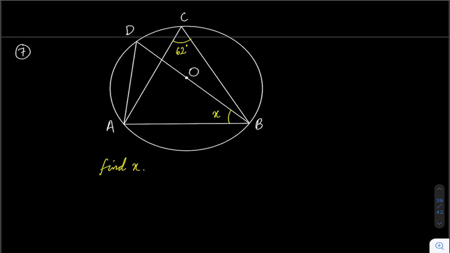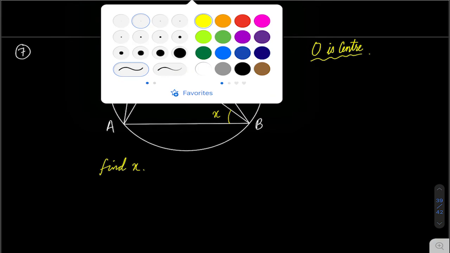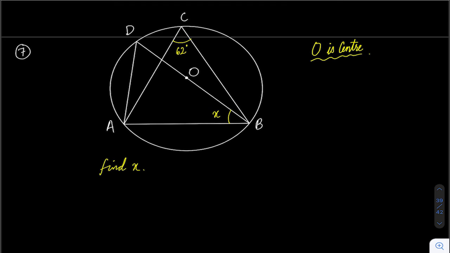7th question. So some angle C is given. We need to find this angle DBA, that is X, and O is center. Okay. So when I look at this diagram, the first thing that I observe is this is somehow like a bow, right? Let me just show you this part, right? This is a bow.